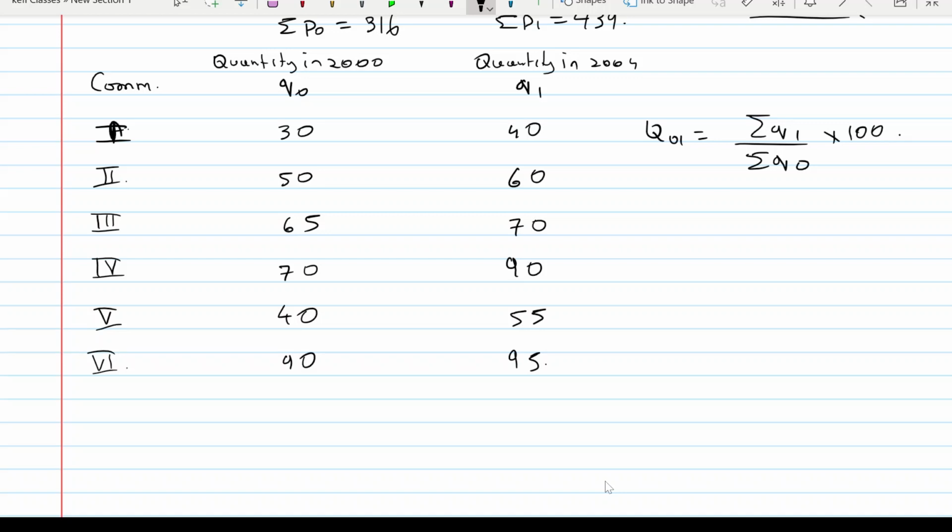इसका सम कितना आ रहा है? Summation Q0 345, summation Q1 410.